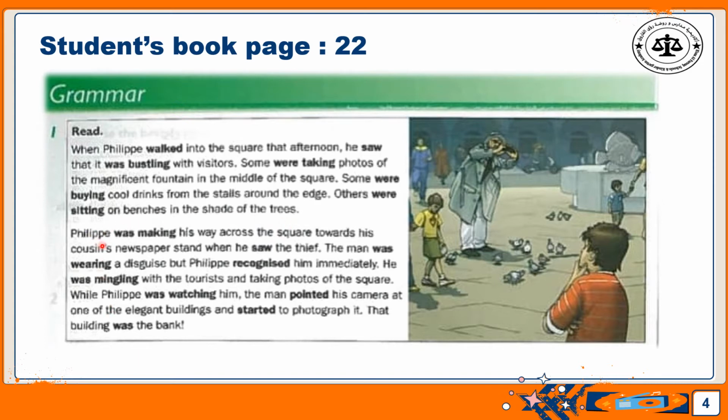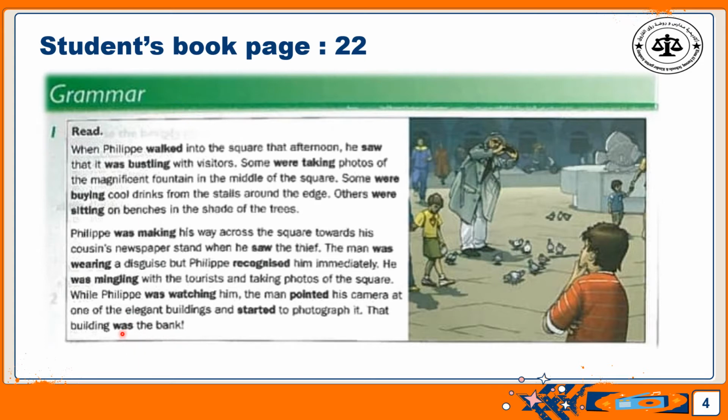Let's complete. Philip was making his way across the square towards his cousin's newspaper stand when he saw the thief. The man was wearing a disguise, but Philip recognized him. Immediately, he was mingling with the tourists and taking photos of the square. While Philip was watching him, the man pointed his camera at one of the elegant buildings and started to photograph it. That building was the bank.